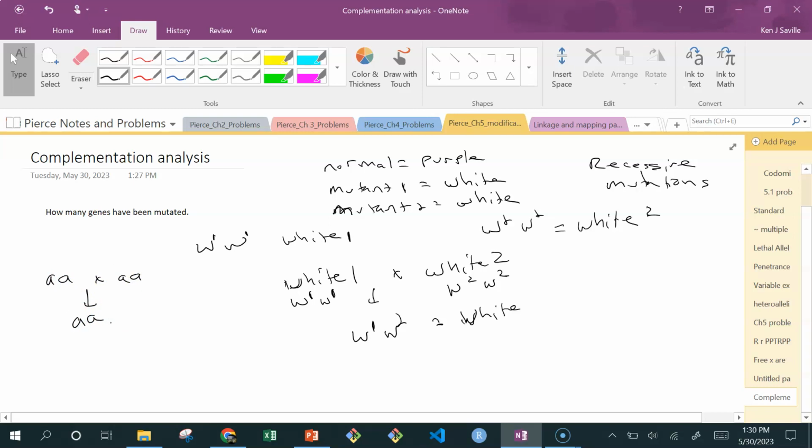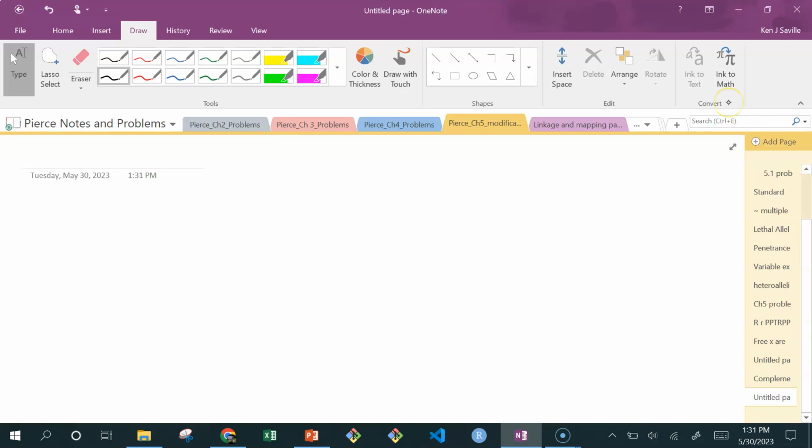But what if we mutated a different gene? What if there's 2 genes involved? So let's say we mutate the A gene. We'll call them A and B now to distinguish between 2 different genes, and that gives us a white phenotype. Let's do a new page for that. So now we've got a white mutant, and we'll just give it an A. And then we've got another white mutant, and we're going to call it little b. And then we cross these guys together.